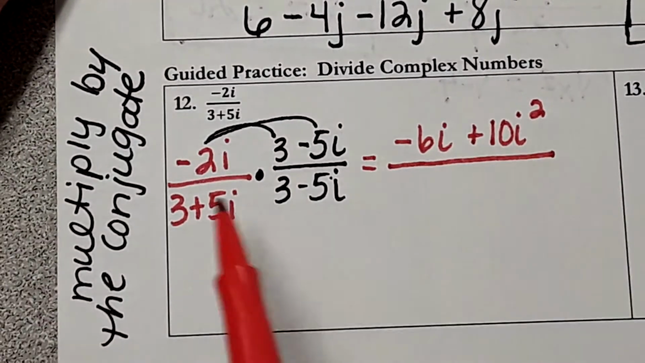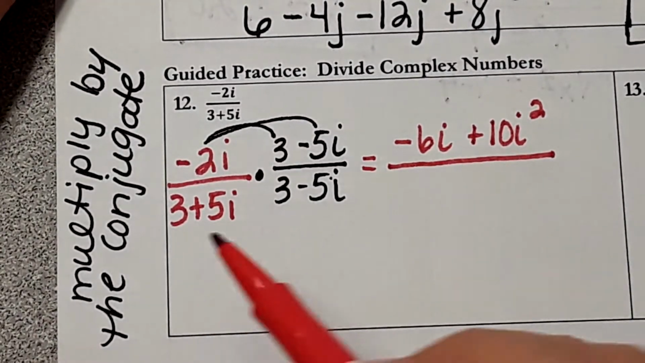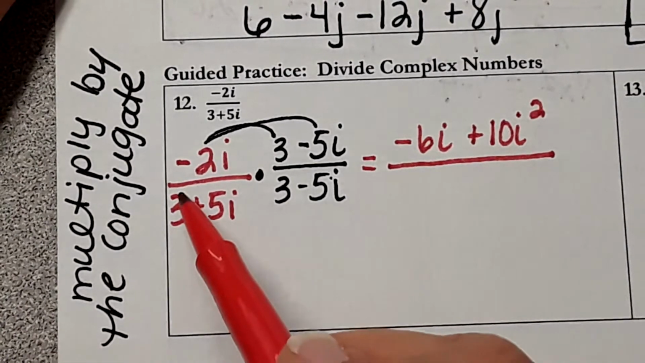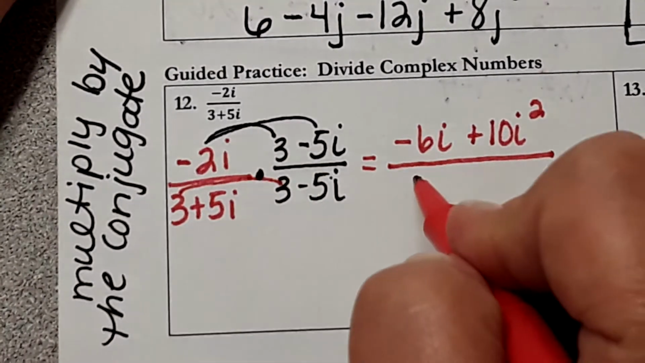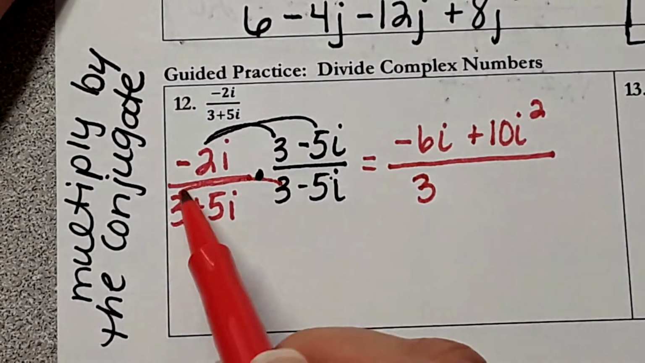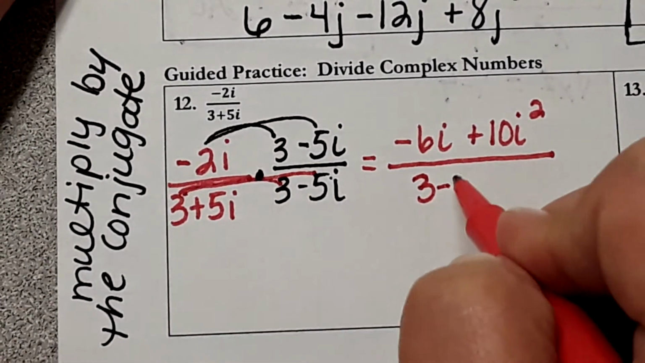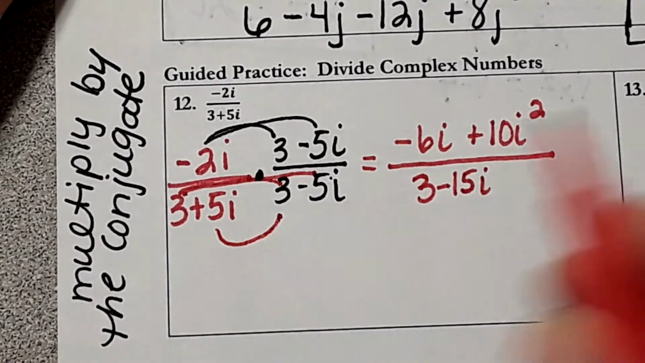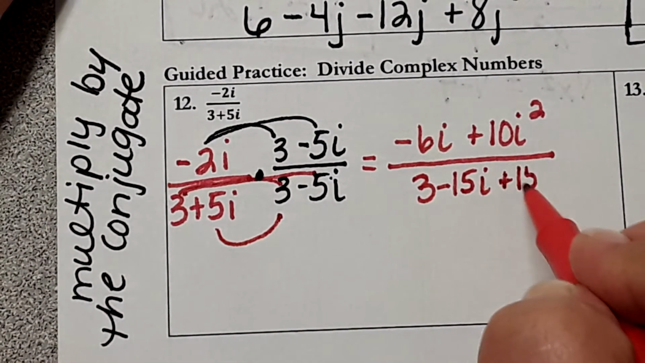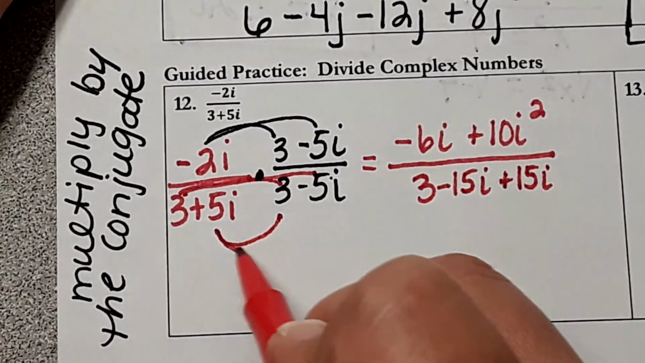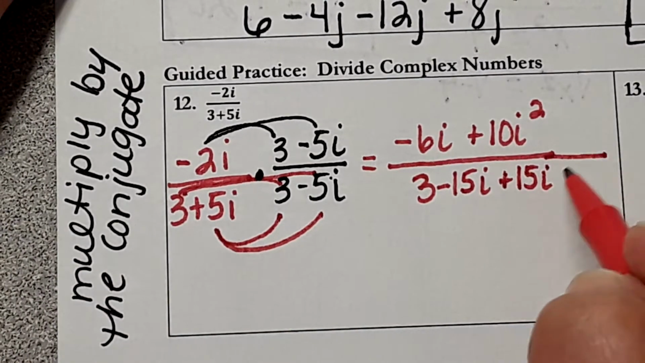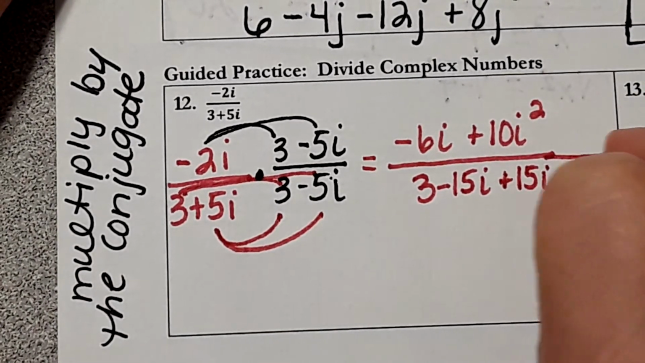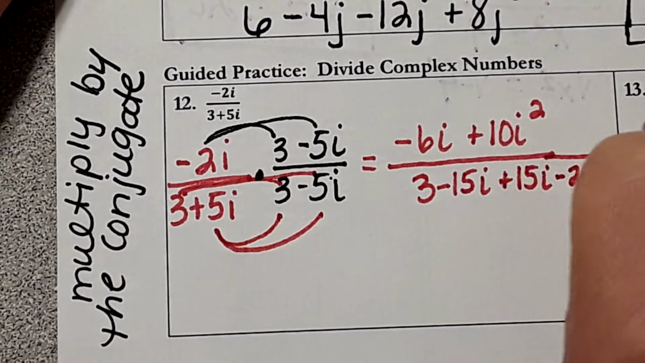Now we're going to multiply the denominator, and we're going to use the FOIL method just like we usually do. So we're going to do 3 times 3. We're going to do 3 times negative 5i. We're going to do 5i times 3. And I'm going to do 5i times negative 5i. And that becomes negative 25i squared.